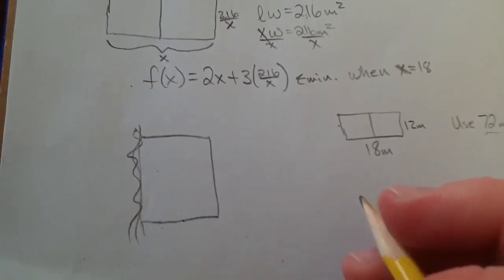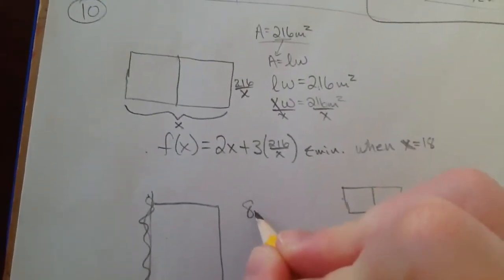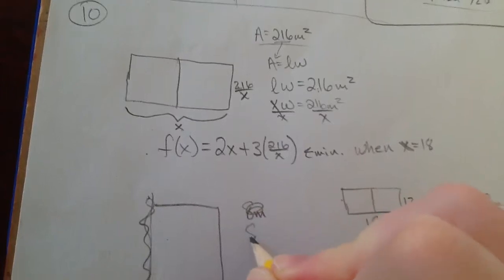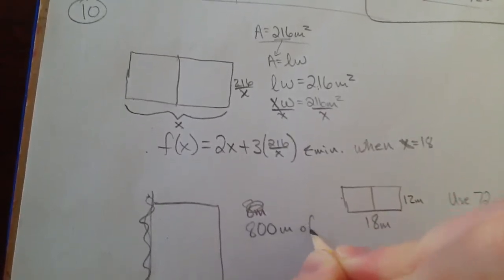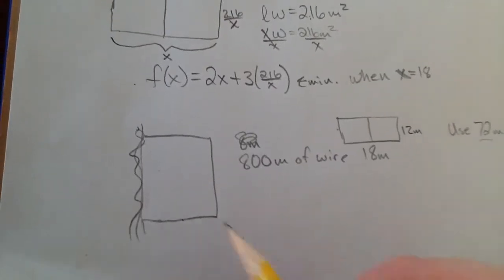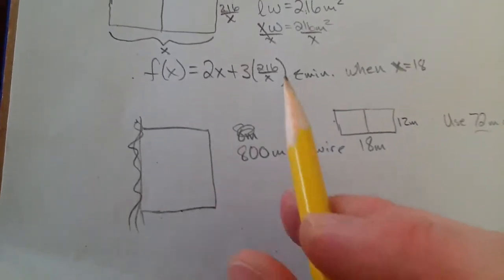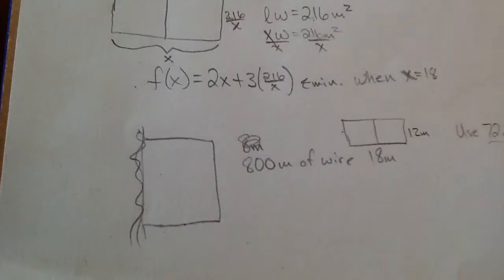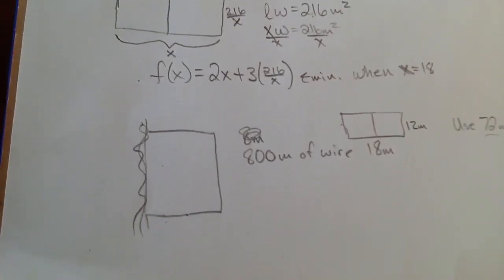You've got 800 meters of wire. Not 800 meters of wire. What dimensions for the outer rectangle? Nope, I keep reading the wrong problem. What is the largest area you can enclose, and what are its dimensions?